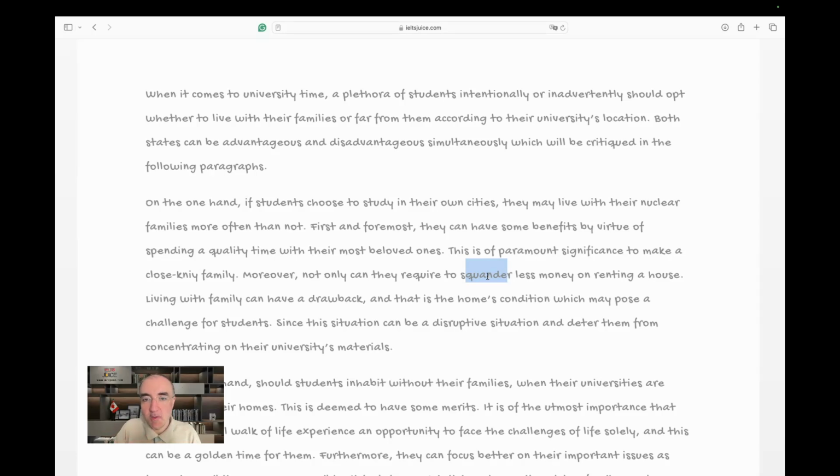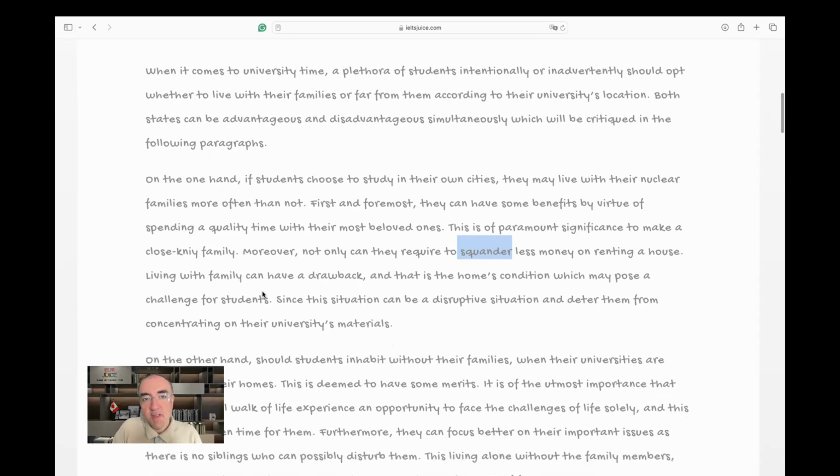The writer probably doesn't know how to say it properly. So they know the word squander, but it is still negative. It doesn't fit the context very well, but I like it. You still lose some marks, but I like that the writer is bold and wants to experience something new. Less money on renting a house. Living with family can have a drawback, and that is, drum roll please.